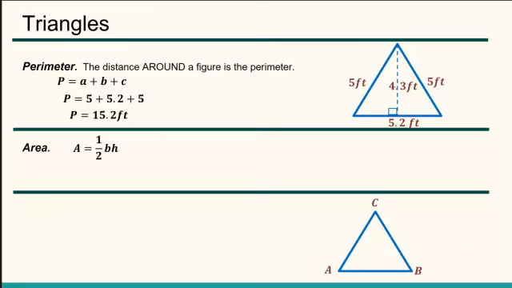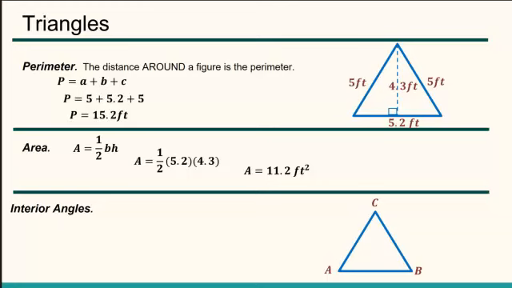Area would be equal to 1/2 base times height. So for this, I would substitute in area equals 1/2. The base is 5.2 times 4.3, which is the height. This would get me 11.2 feet squared when I computed those numbers, when I did that computation.